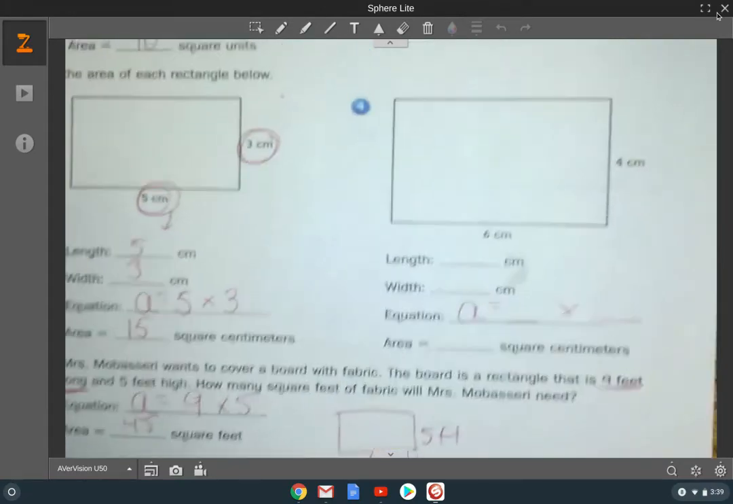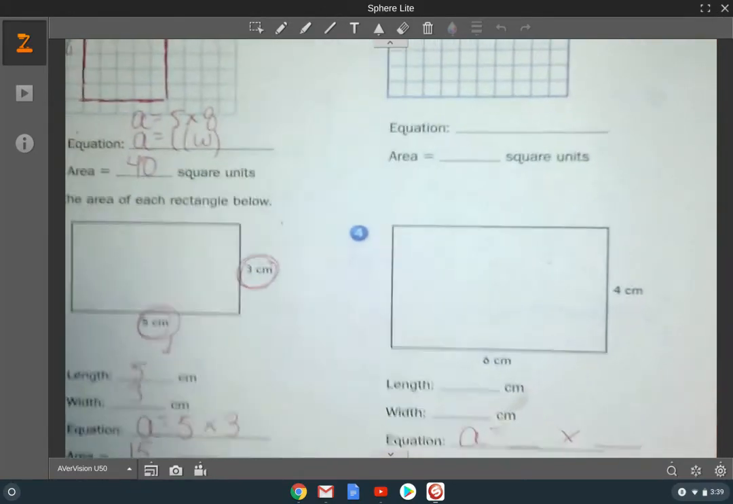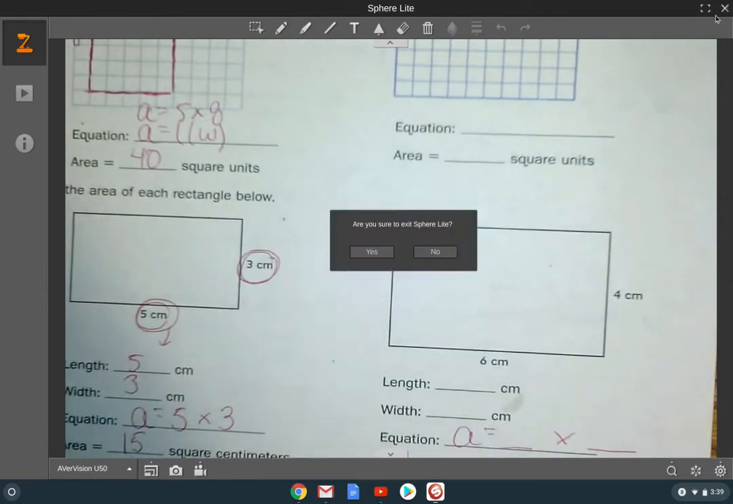Well done. Make sure that you completed number 2 and 4 on your own. Make sure that you completed that independently. And then please turn this in, submit it on Kami.